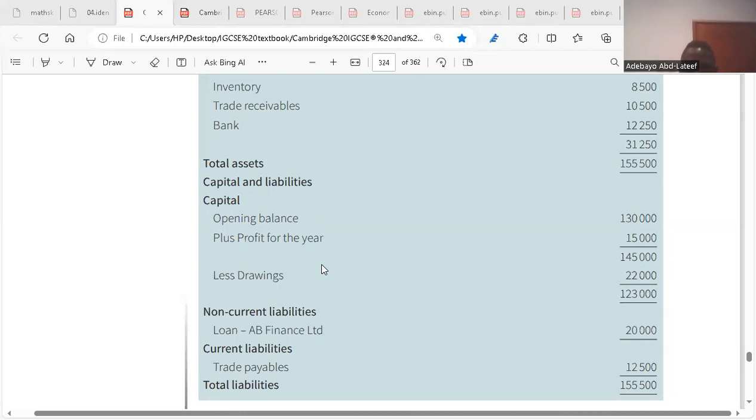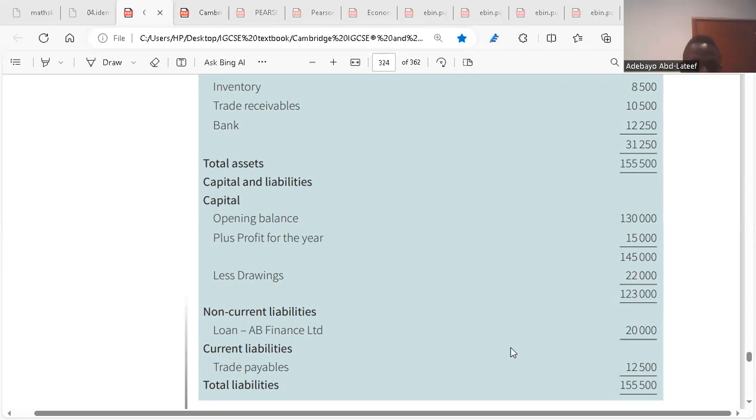Our total capital is 123,000, plus the non-current liabilities, which is 20,000. That's 143,000. We have capital and liabilities here. For capital, we have opening balance plus profit for the year, less drawings, which is 123,000. Then 123,000, which is our capital, plus non-current liabilities of 20,000, makes 143,000. So it will be 16,000 over 143,000.